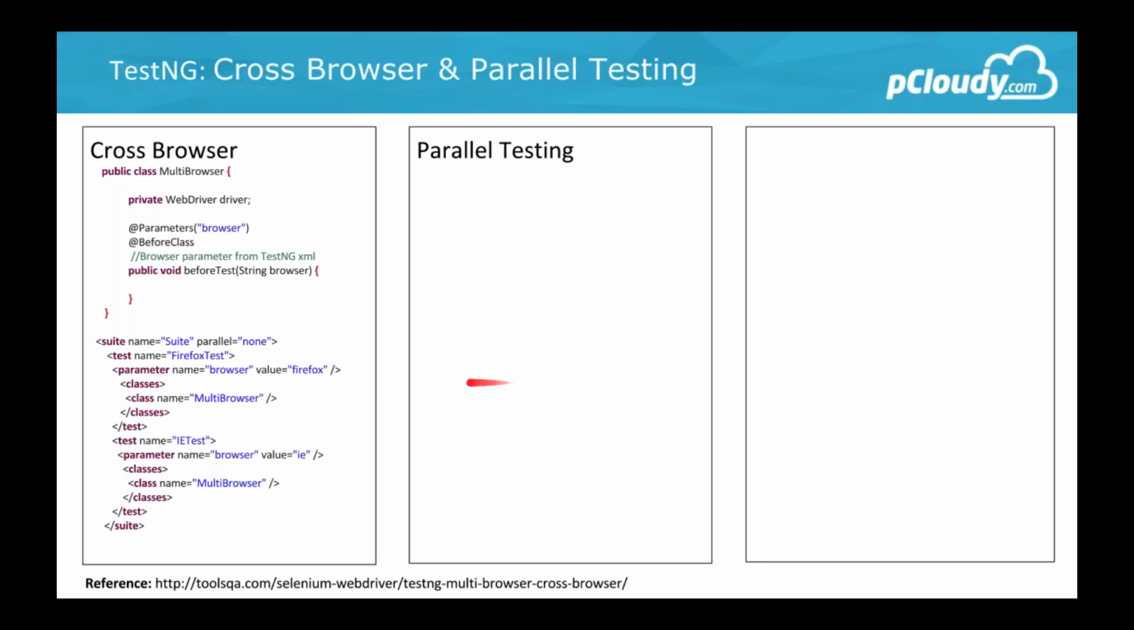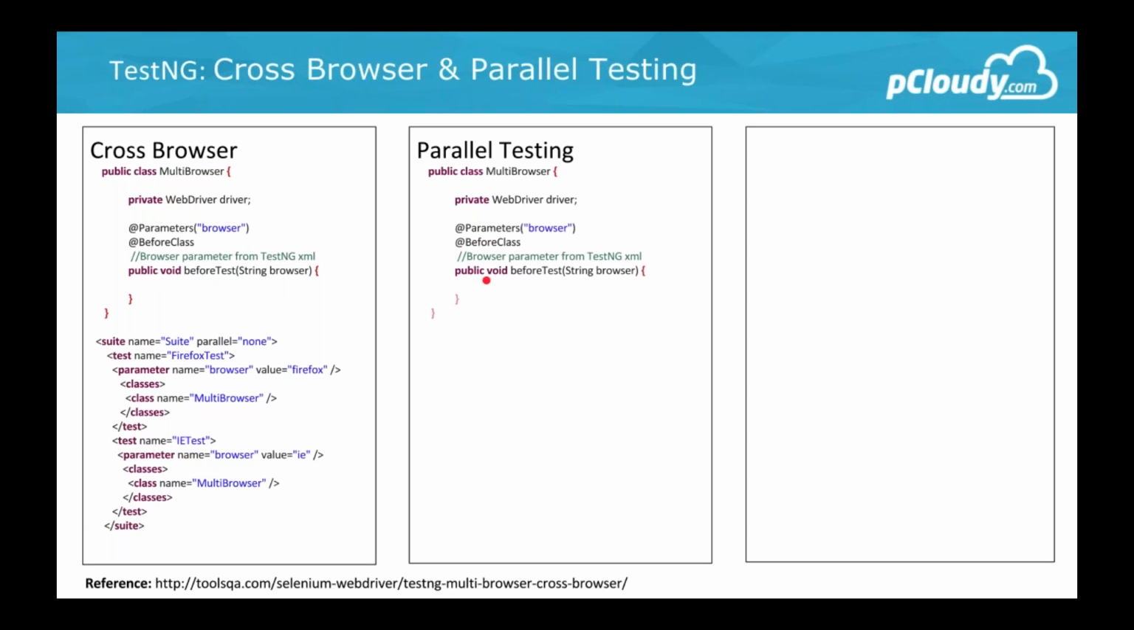What about parallel testing? This was cross-browser, but still it will be executed in sequence. First Firefox will be executed. Once Firefox is finished, then the IE test will be executed. You can see here I have not mentioned private WebDriver as a static class. So now I can proceed to parallel testing as well.